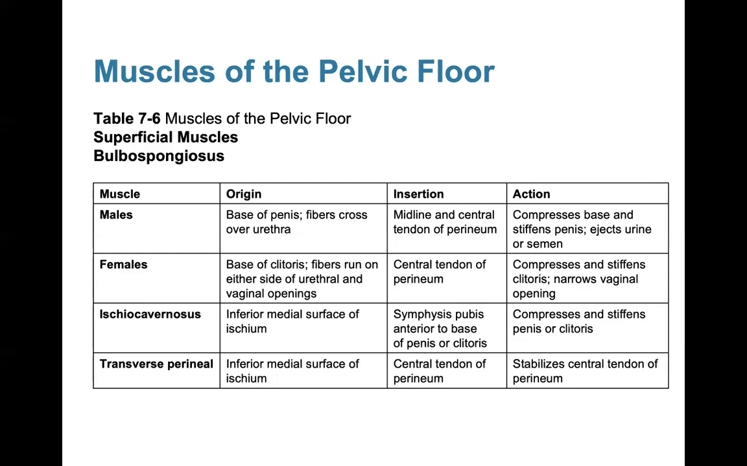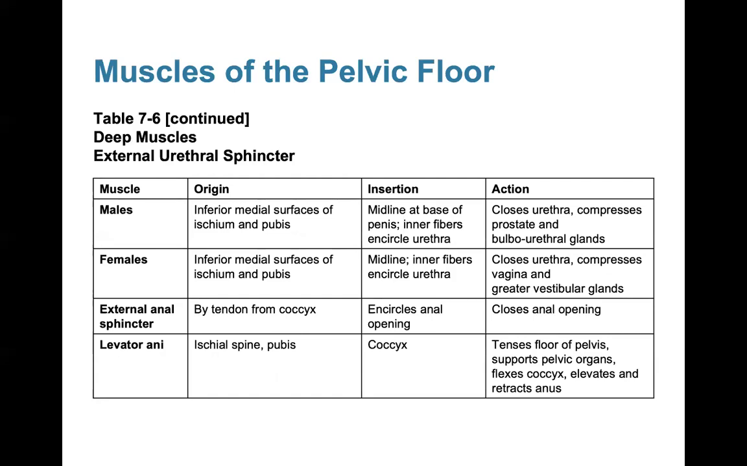The ischiocavernosus muscle compresses and stiffens the penis and or clitoris, and the transverse perineal stabilizes the central tendon of the perineum. The external urethral sphincter in males, this closes the urethra, compresses the prostate and bulbourethral glands. The external urethral sphincter in females closes the urethra, compresses the vaginal and greater vestibular glands. The external anal sphincter closes the anal opening, and the levator ani tenses the floor of the pelvis, supporting the pelvic organs. It flexes the coccyx, and it also helps to elevate and retract the anus.